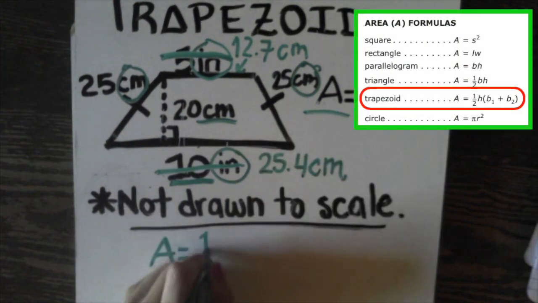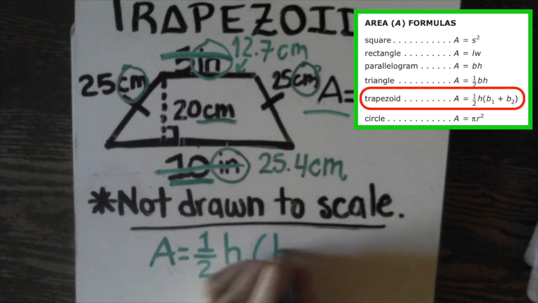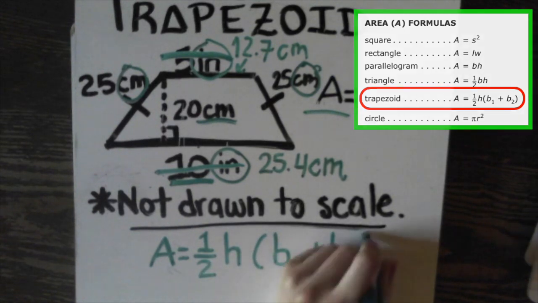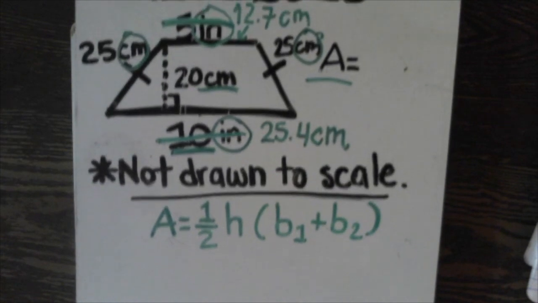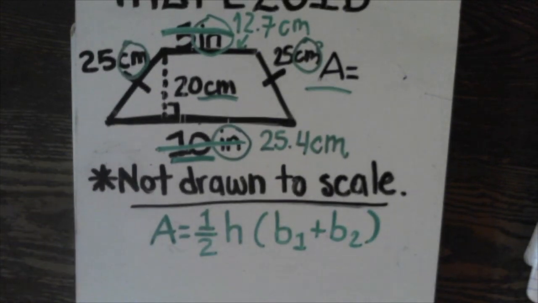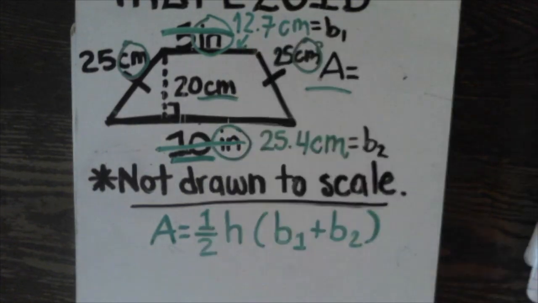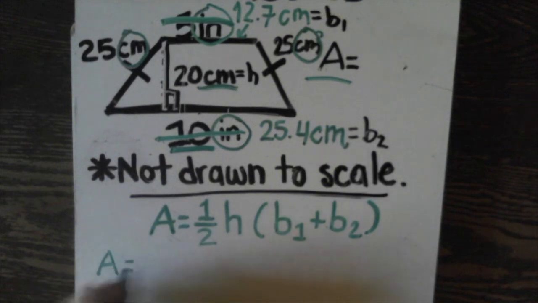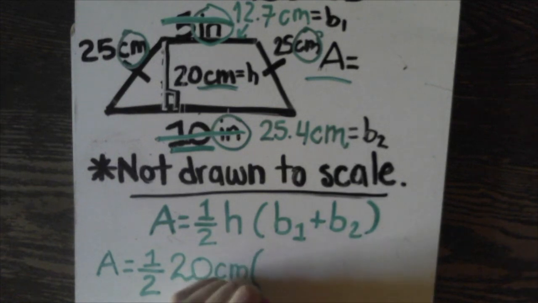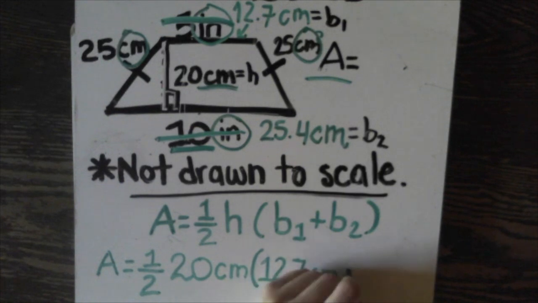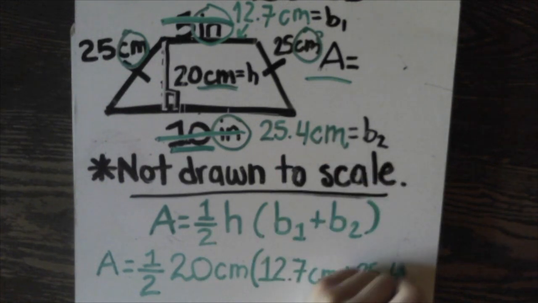And now we can figure out what the area is. The area is 1/2 the height times base 1 plus base 2. Well, we know the height is 20, and we know what our bases are. Base 2 is 25.4 and base 1 is 12.7, or the other way around. Remember, the height must be at a 90-degree angle with the ground. It should not be at an incline. Area is equal to 1/2 the height, which is 20 centimeters, times base 1 plus base 2. Again, if the centimeters are confusing for you, you do not have to include them.